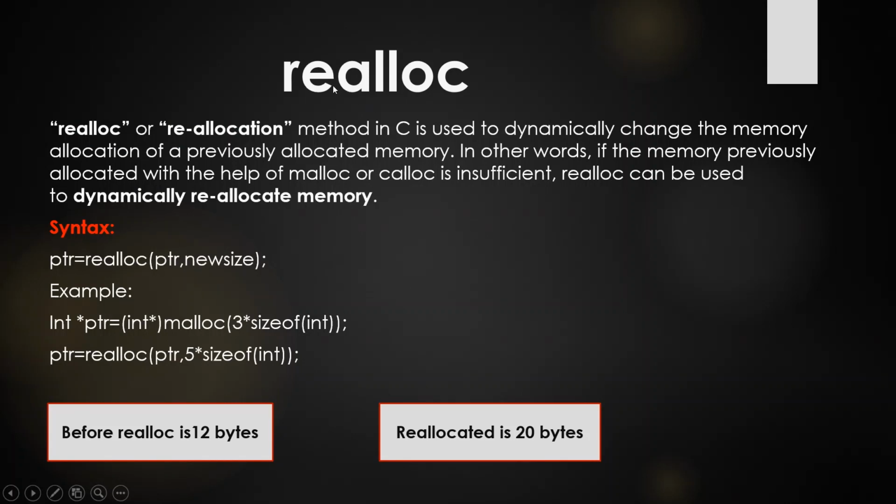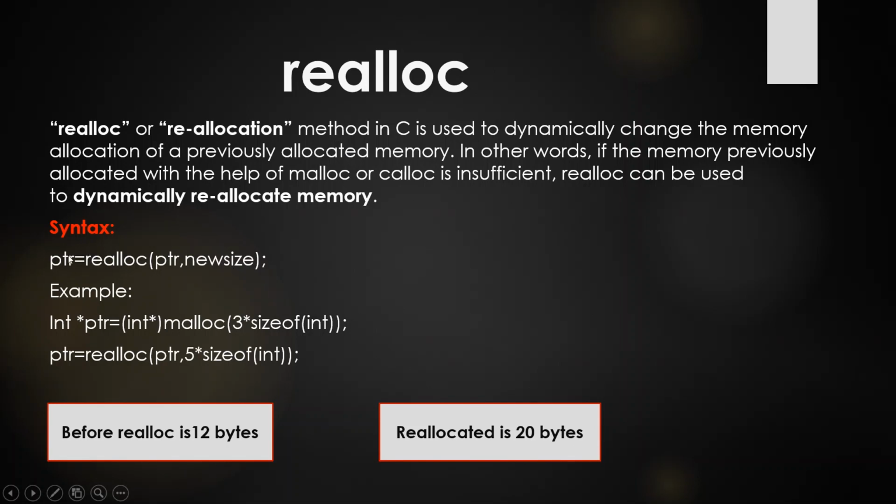Realloc. The name itself tells you: realloc means reallocating memory which was already allocated dynamically. Suppose we have dynamically allocated memory by using malloc or calloc, and we feel that memory is insufficient. We can reallocate, which means we can increase the memory again by using realloc. All this text says the same thing.